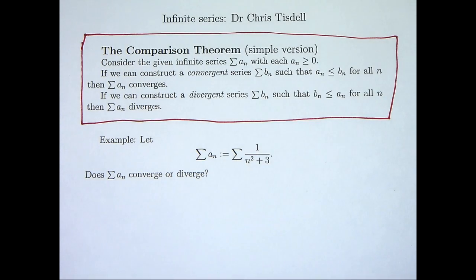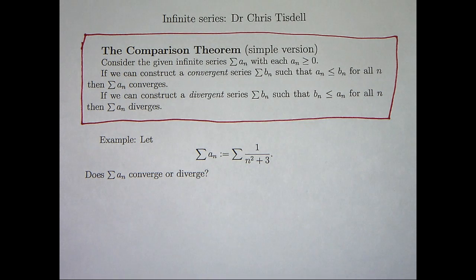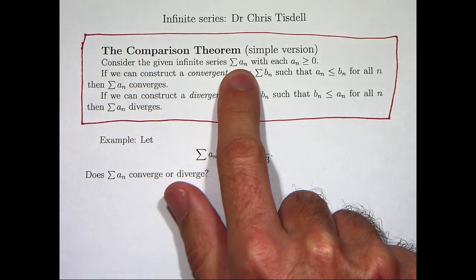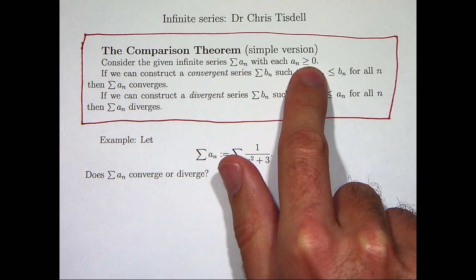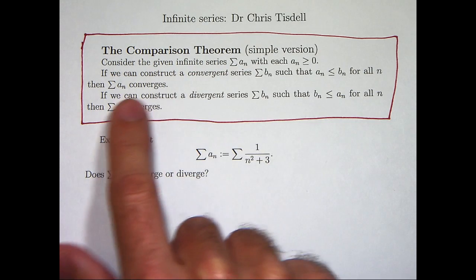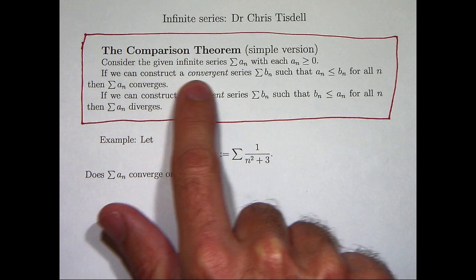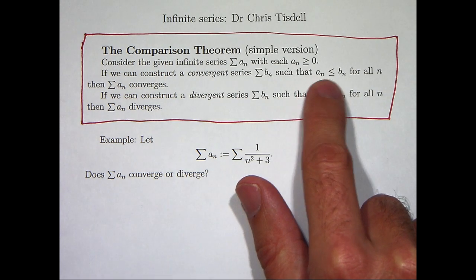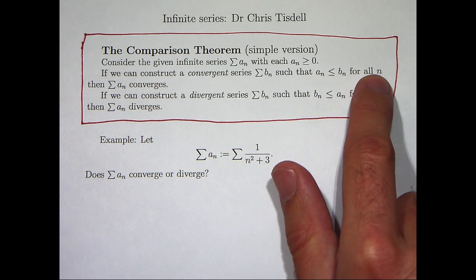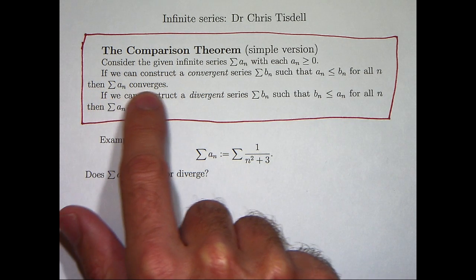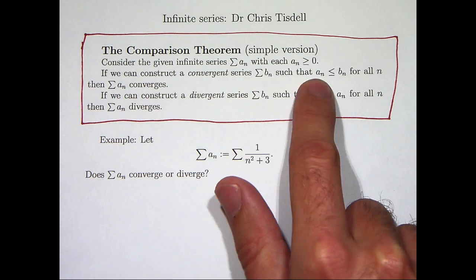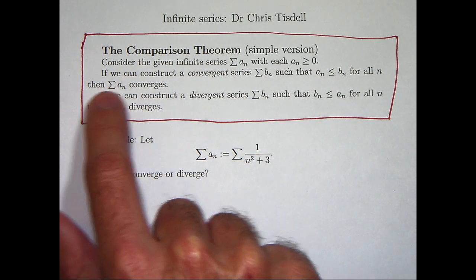Now the basic idea with the comparison test is that you're comparing one series with another. Consider the given infinite series sigma a sub n, where each a sub n is non-negative. There are two parts to the comparison theorem. If we can construct a convergent series, sigma bn, such that all the an's are less than or equal to the bn's for each n, then the original series converges.